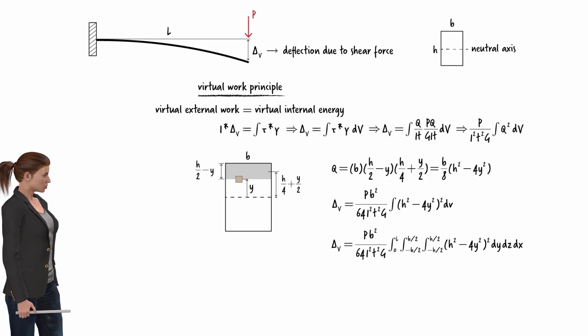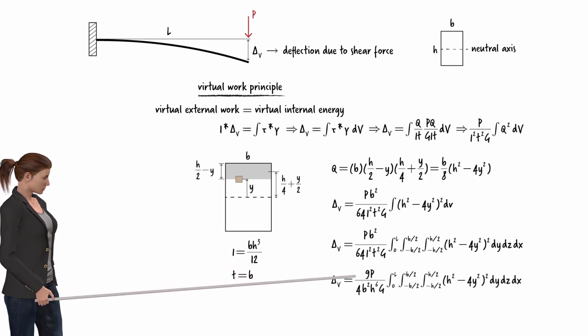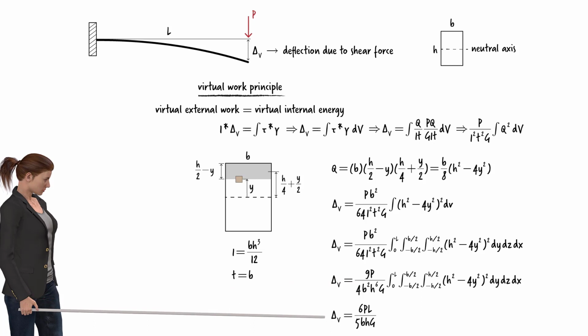Since the moment of inertia of the beam's cross-section equals b times h cubed divided by 12, and t equals b, the constant part of this equation simplifies to this. This integral expression evaluates to this. So, the deflection of the beam due to the shear force is a function of the applied load, the length of the beam, the area of the beam's rectangular cross-section, and the shear modulus of the material.